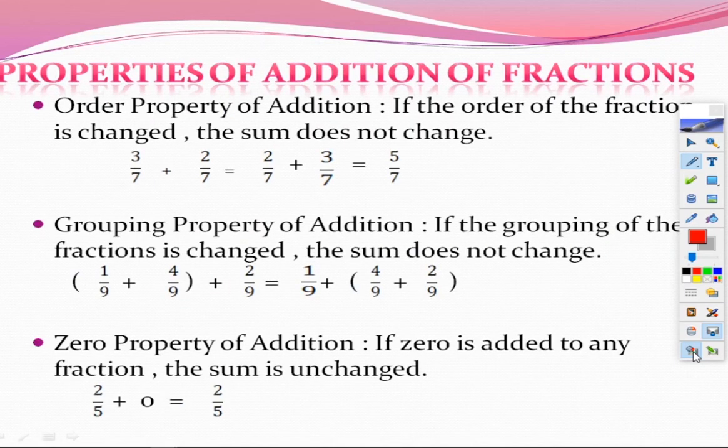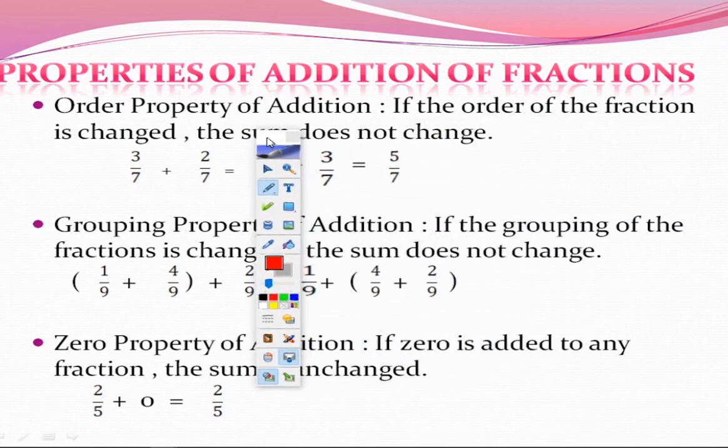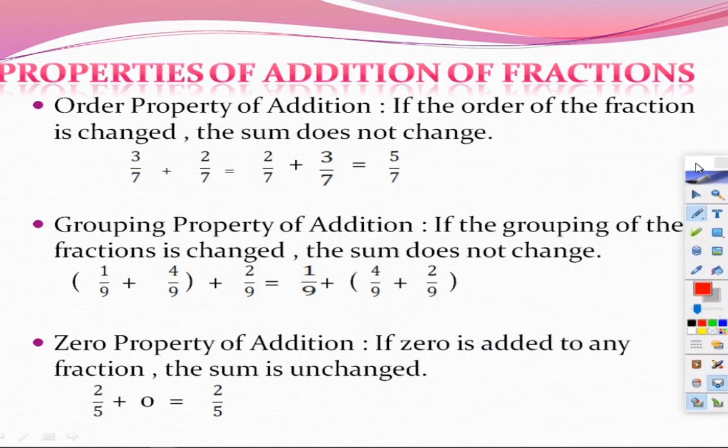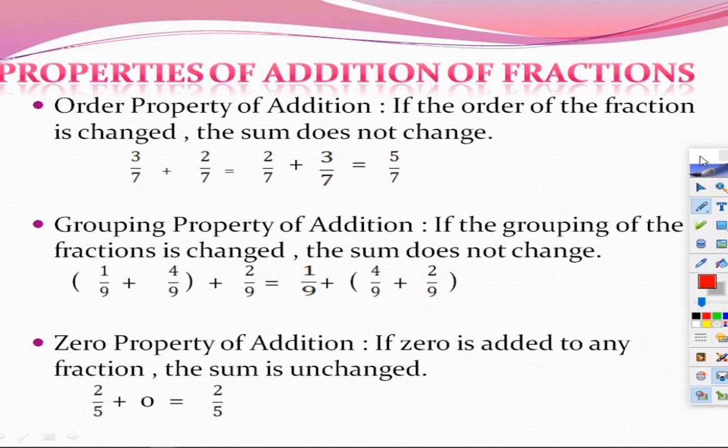Properties of addition of fractions. First is your order property of addition. If the order of the fractions is changed, the sum does not change. What do you mean by that? That is a plus b is equal to b plus a. Here you can see an example, 3 by 7 plus 2 by 7 is equal to 2 by 7 plus 3 by 7. It doesn't change. The sum remains the same, that is 5 by 7.